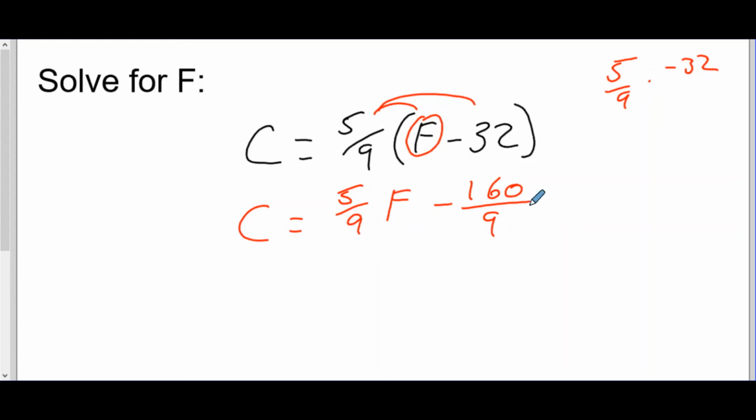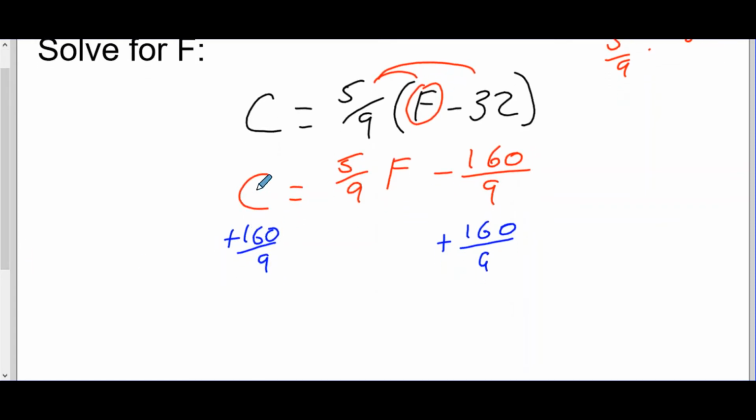Here's my F term. I want to get rid of this fraction. It's being subtracted here, so the inverse of subtracting something is going to be to add 160/9ths on both sides. Now again, these are not like terms. I can't actually add C and 160/9ths, so I'm just going to write C plus 160/9ths equals 5/9 F.